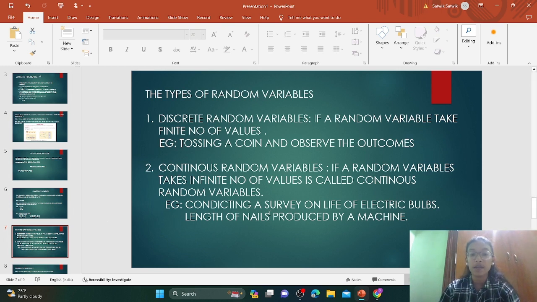An example will be conducting a survey on the life of electric bulbs, or the length of the nails produced by a machine. I'll tell you once again, a discrete random variable is nothing but a particular one. Like tossing a coin, there will be only 2 outcomes, not more than that. Then the continuous random variable means it can have infinite values. Like in a survey, every person will have a different opinion and we never know how many people will come and what they will tell us in the survey.